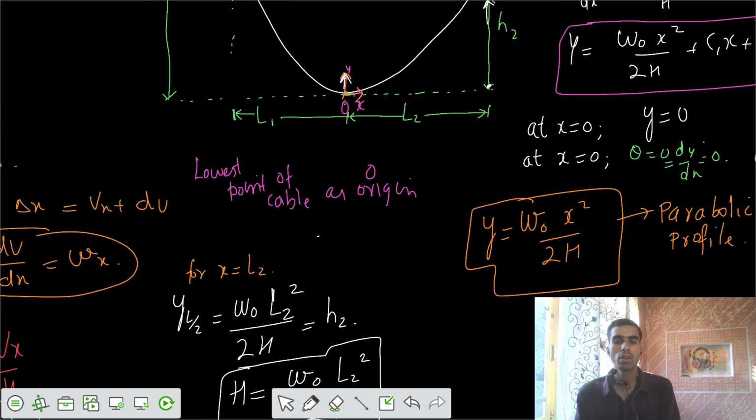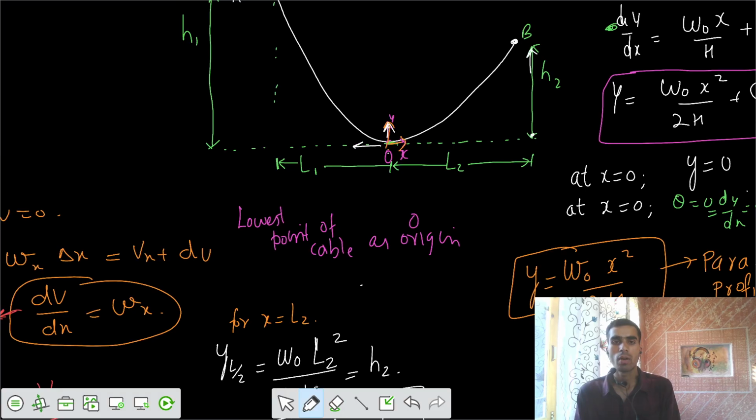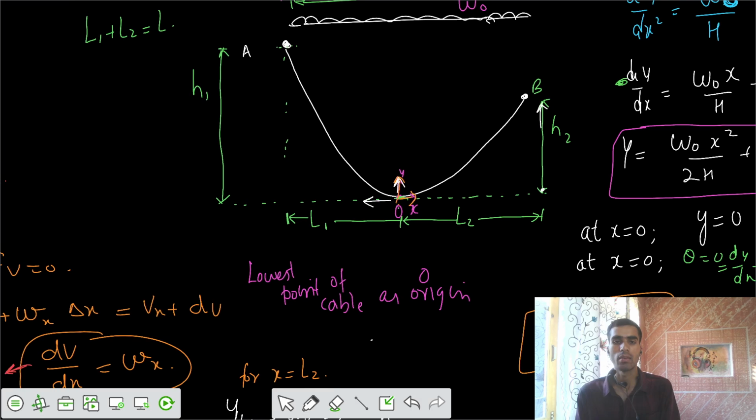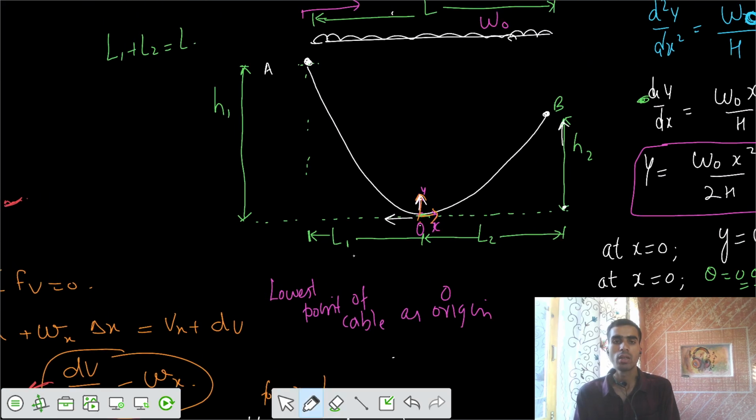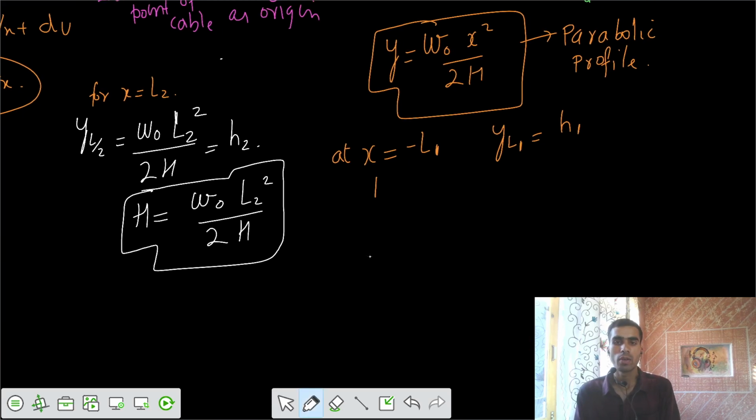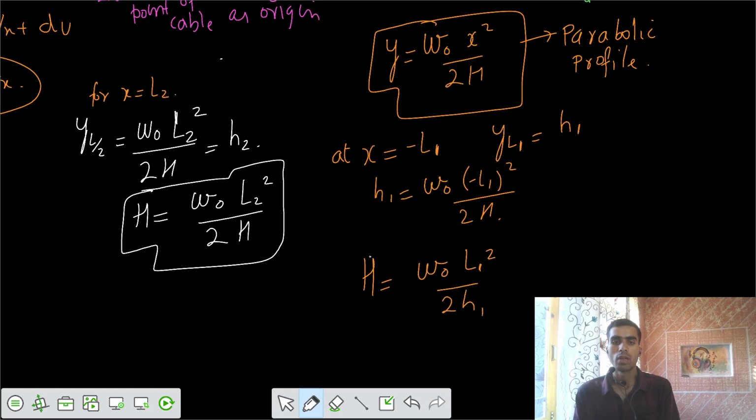Similarly, if you go for x equals minus L1, that means if you go from this side, what's the value we can have at x equals minus L1? At that location we have some value of y at L1, and that is equal to h1. Is that y equals h1 at that location? So based on that, if I substitute those values, I would say h1 equals W naught L1 square by 2h, and I can also get that horizontal H equals W naught L1 square by 2h1. Yeah, this was your small h. So this was your W naught L2 square by 2h2.